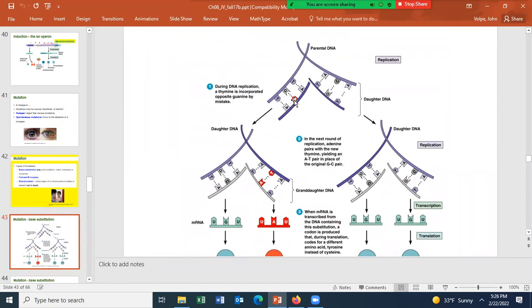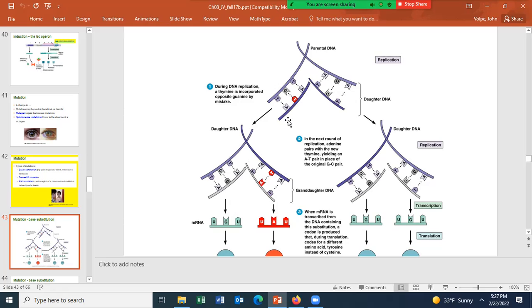In this case, when the T is put in there, the cell can notice that this DNA is a mismatch there, and it can remove that T and then put in a C and correct the mutation. But at this point, that mutation is now fixed. Okay, any question about that? That's a spontaneous mutation where the DNA polymerase just put in the wrong base.